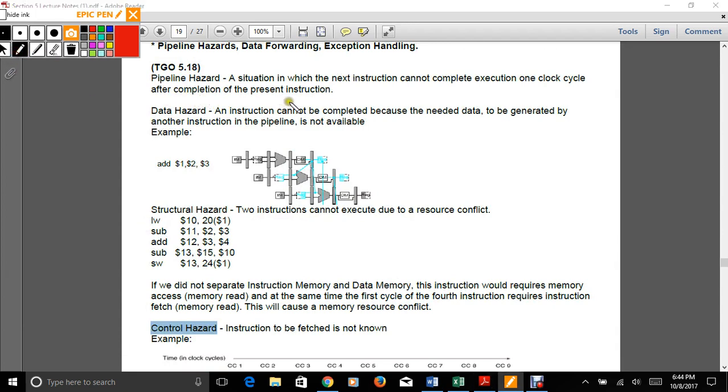So pipeline hazard is a situation in which the next instruction cannot complete execution one cycle after completion of the present instruction. So the example that I gave you before of this addition and subtraction, we have to wait until the register is updated in that particular instruction because the value of 3 is waiting here. And that is a specific type known as a data hazard, where an instruction cannot be completed because the needed data to be generated by another instruction in the pipeline is not available.